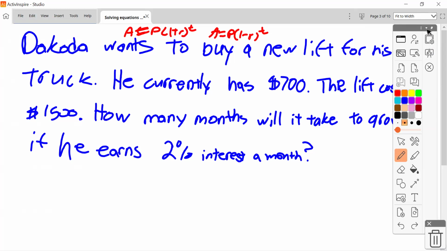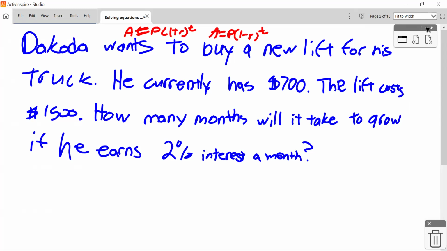So as we're reading through the problem, we're going to do the same thing we did with the other growth and decay problems. We have to figure out if it's growth or decay, what variables I have to fill in, and then what's the one variable that I'm looking for.